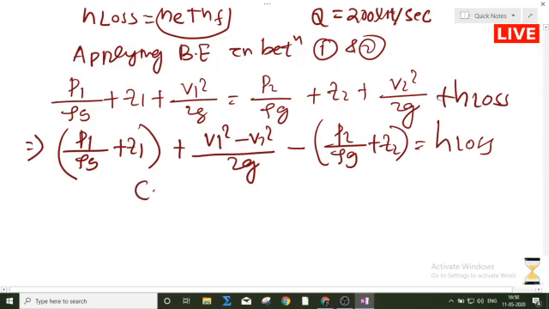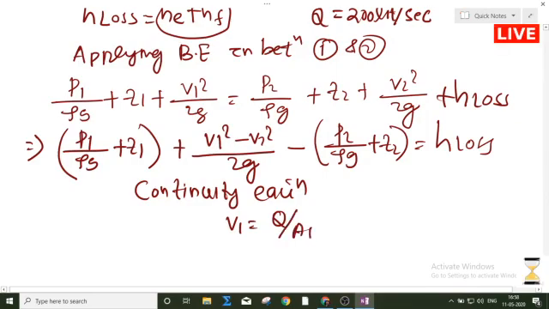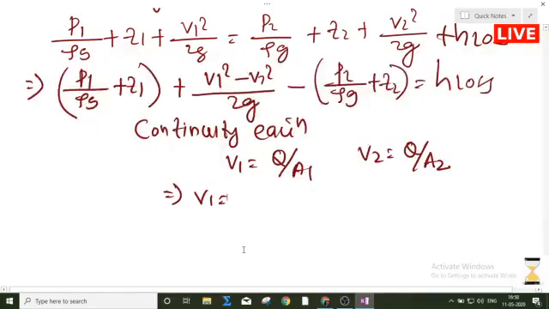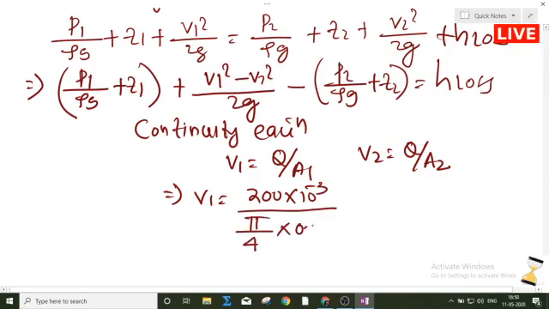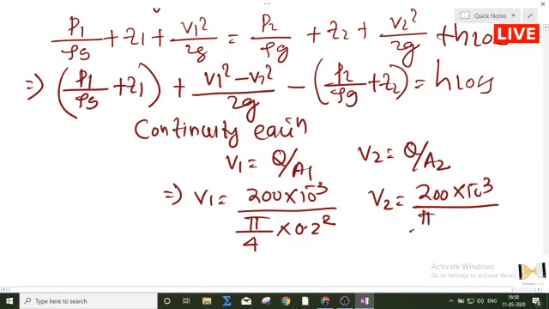So if you use the continuity equation, V1 will be Q by A1, and V2 is Q by A2. So V1 will be equal to, Q is given as 200 liter per second, so this is 200 into 10 to the power minus 3 meter cube per second, and the area will be pi by 4 into 0.2 square. Then V2 will be equal to 200 into 10 to the minus 3 meter cube per second, divided by pi by 4 into 0.40 square.